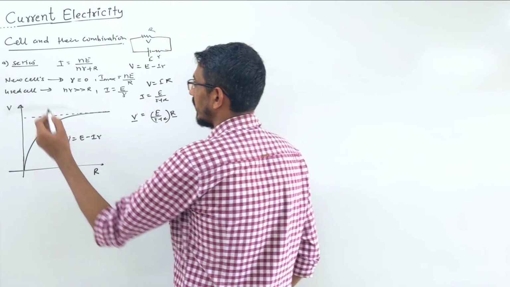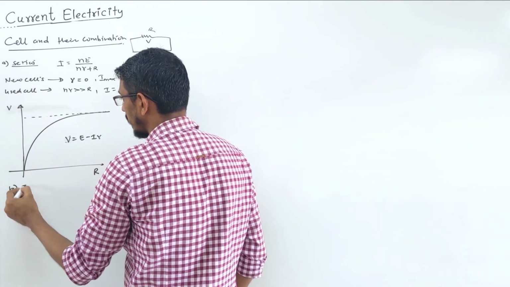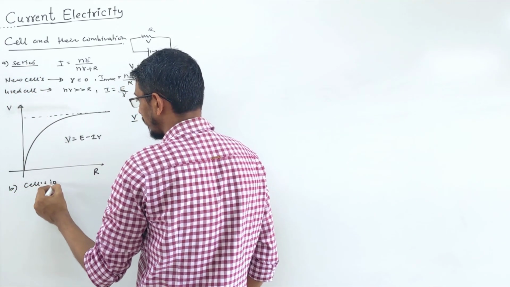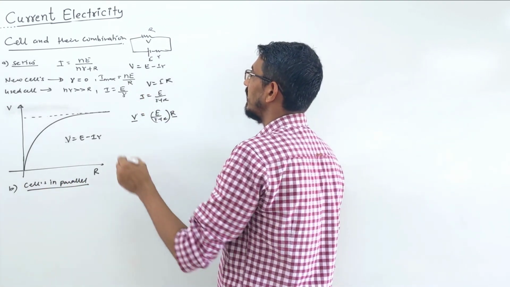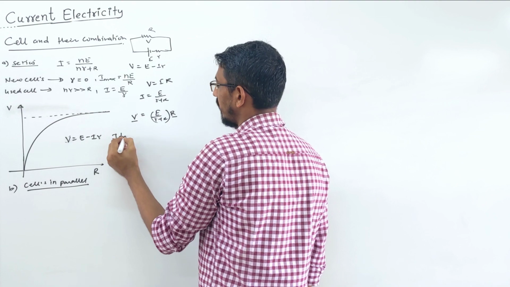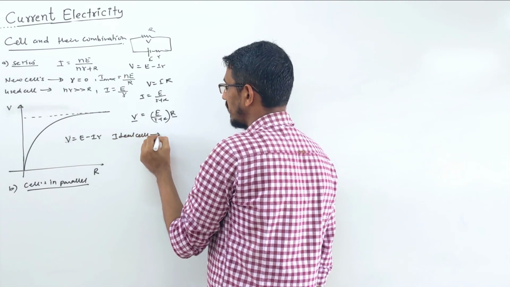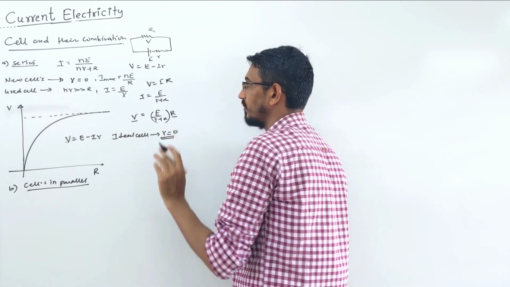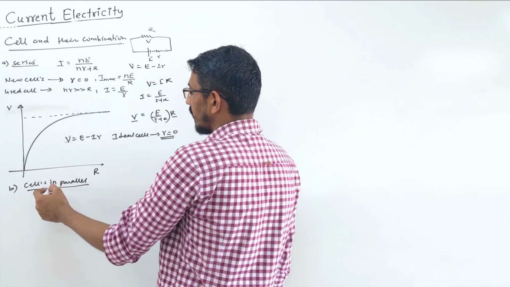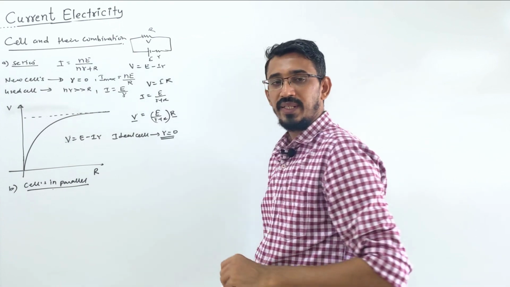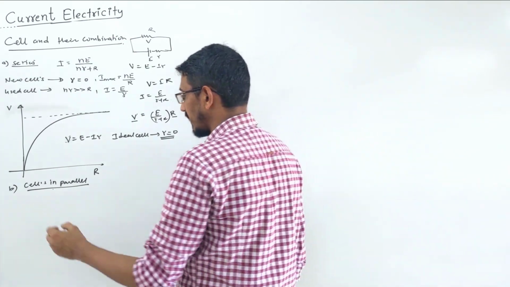So I am drawing now the second case of cells, called cells in parallel. Also, if somebody uses the word ideal cell, what's the meaning of this? Your internal resistance is zero. That's your ideal cell. We are talking about cells in parallel. Series we already connected, we found the current in series. In the same way, let's connect cells in parallel.